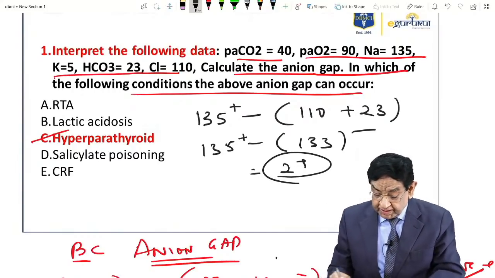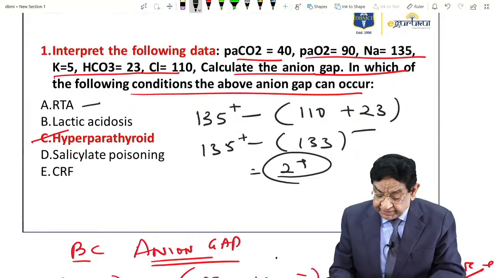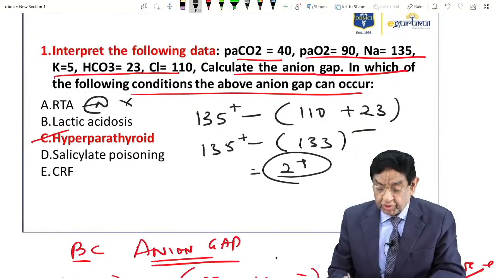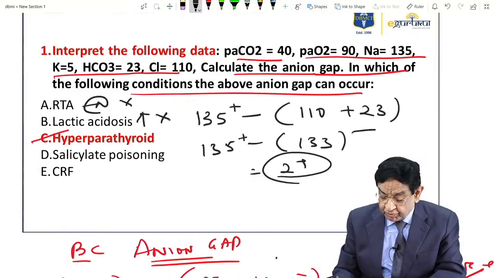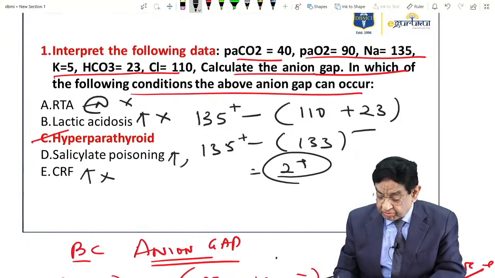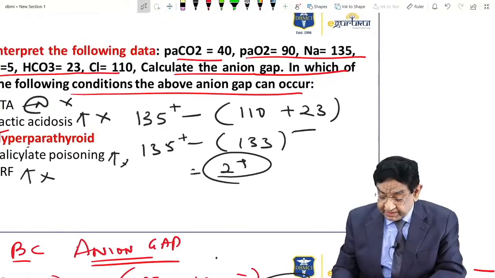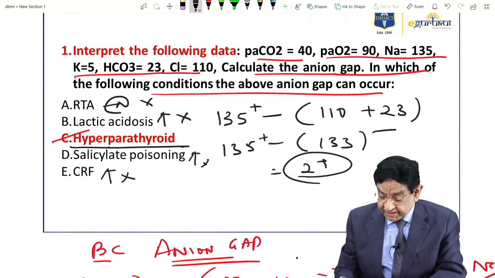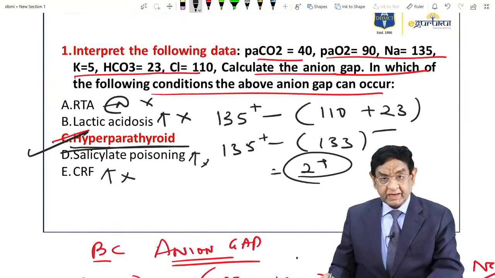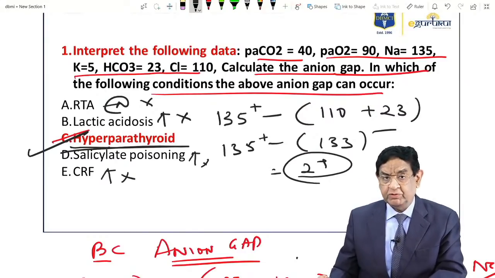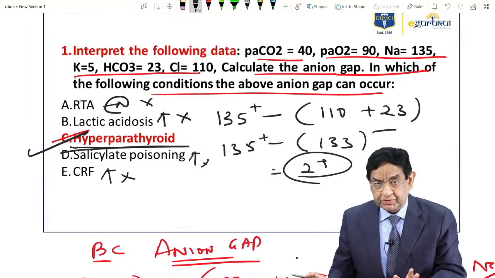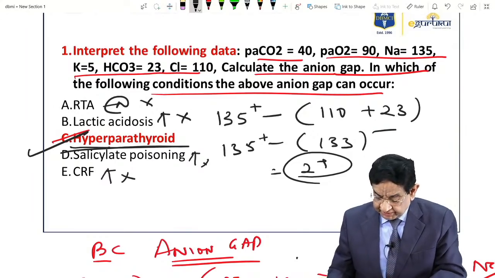So less than normal, do we see it in RTA? RTA we see a normal gap, rule out. Lactic acidosis we get increased anion gap, rule out. Salicylate poisoning, increased gap, rule out. Chronic renal failure, increased, rule out. Hyperparathyroid? Yes, in hyperparathyroid we get a low gap. So directly we are clear, and we have ruled out the other options also. So now we are very sure that we are dealing with hyperparathyroid.